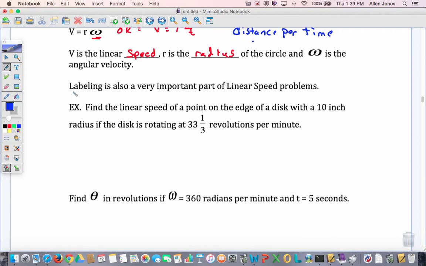So down here's our first example. I can backtrack one more statement. Labeling becomes, as we've already mentioned, a very important part of this. And it's actually the bulk of the work in these problems more than it is the actual calculations themselves.